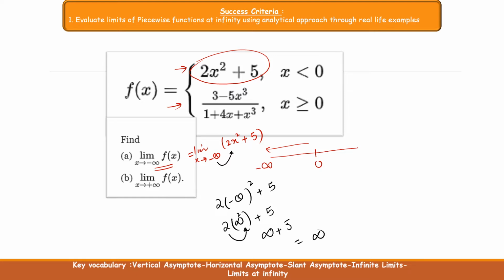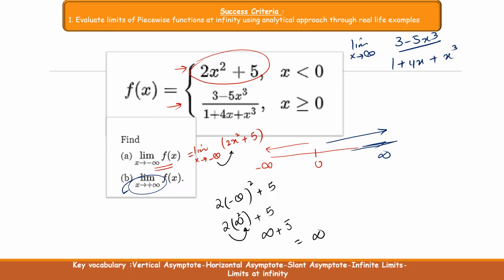Now the second question states: find the limit when x approaches infinity. So how will x approach infinity? Of course, when it is on the right hand side, which means it is greater than 0. So in that case we will take the second equation. We will write here: limit as x approaches infinity of 3 minus 5x cubed divided by 1 plus 4x plus x cubed.